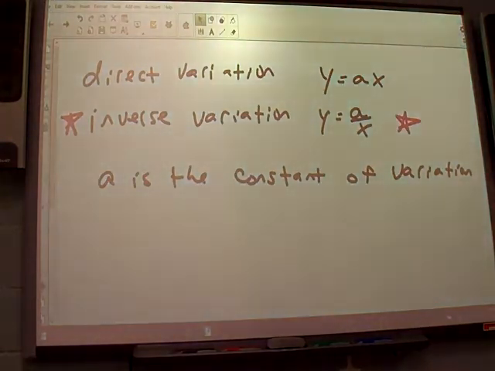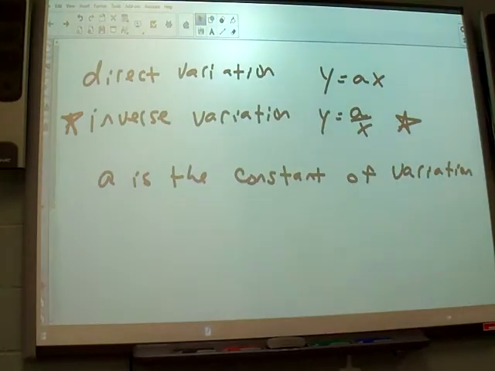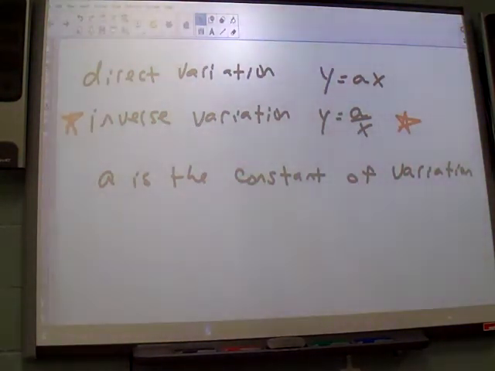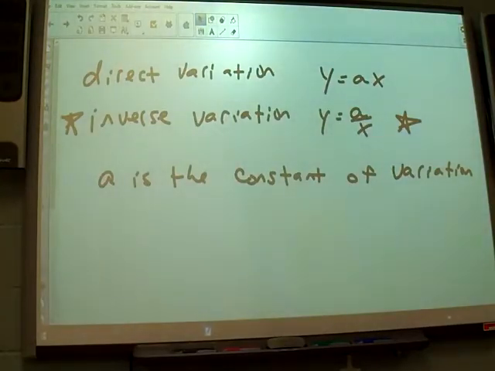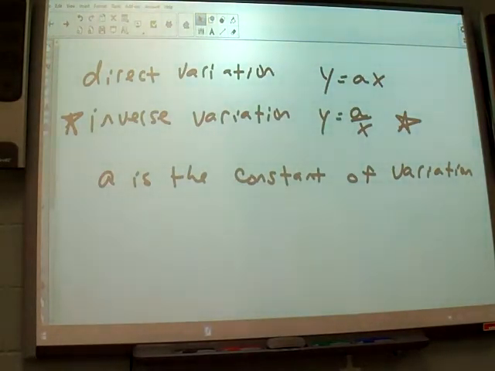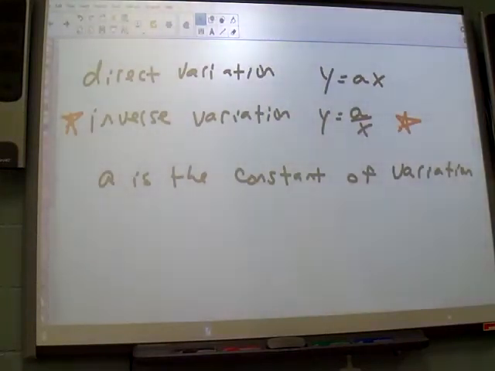So get those two variation formulas copied down so we can use them. Key for you as you're writing those that you can see, if it's a direct variation, it's some number times x. If it's an inverse variation, it's some number divided by x.